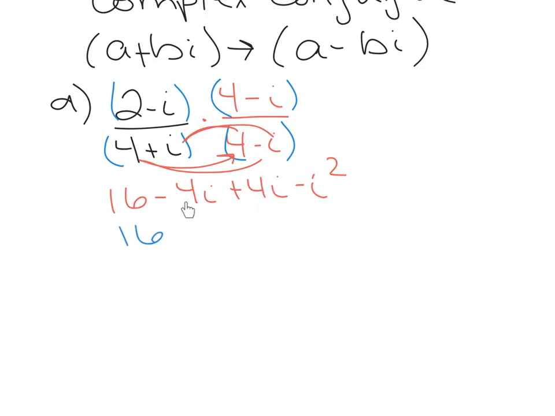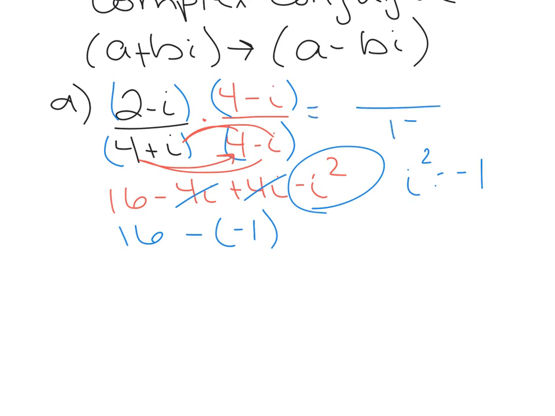These two terms cancel each other because they are the same but with opposite signs. So we can cancel those off. And this negative i squared, remember i squared equals negative 1. So this is negative negative 1, or plus 1. So 16 plus 1 in the denominator here is 17.